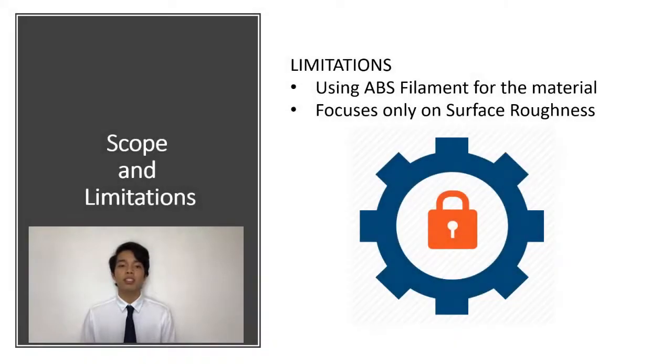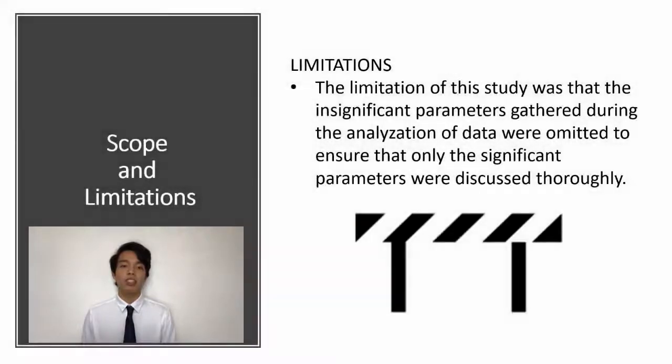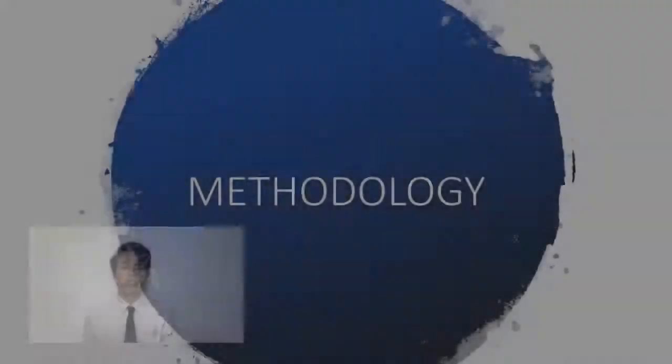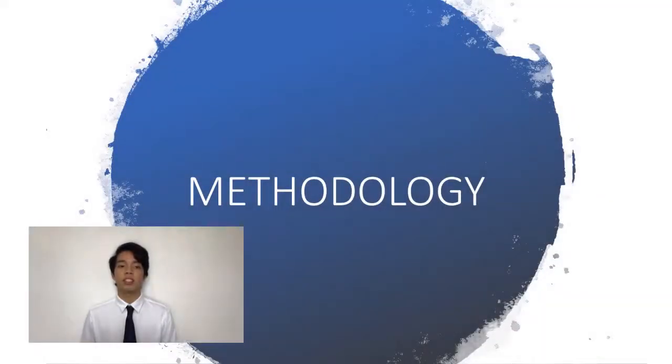For the limitations of the study, the material used was ABS filament, and the study was focused only on the surface roughness of the specimens. The limitation of this study was that the insignificant parameters gathered during the analysis of data were omitted to ensure that only the significant parameters were discussed thoroughly. Now let us go to methodology.